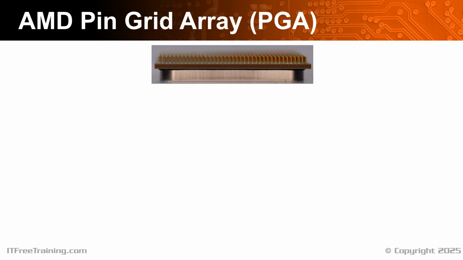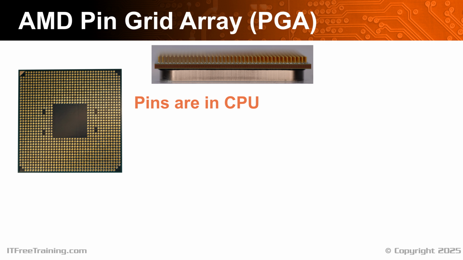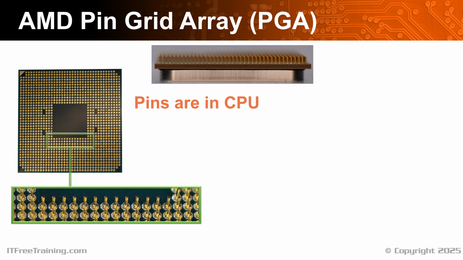The majority of AMD CPUs use pin grid array, or PGA, for their CPUs. This essentially means the CPU connects to the motherboard using pins in the CPU. There are a lot of pins coming out of the CPU, and you can see these pins are very small. High-end performance CPUs like the Threadripper and some of the AMD Ryzen CPUs use LGA rather than PGA.